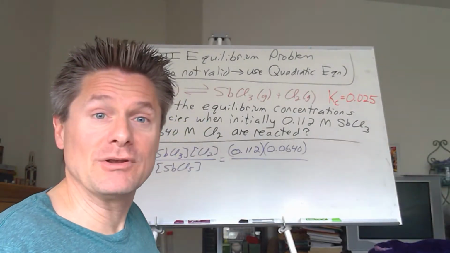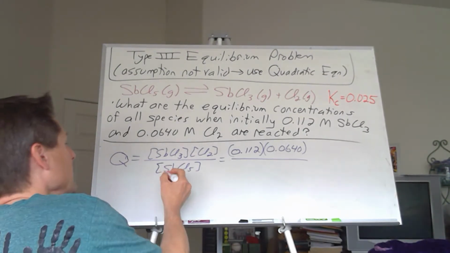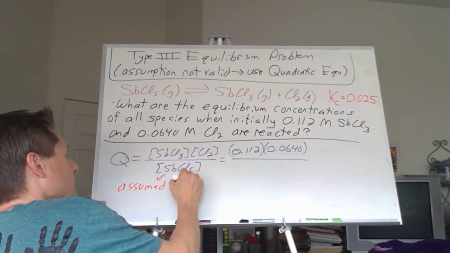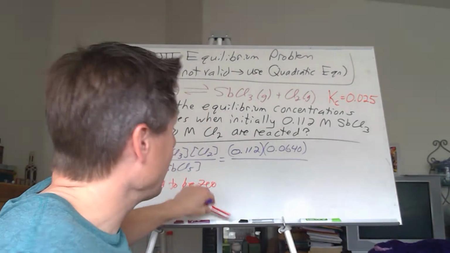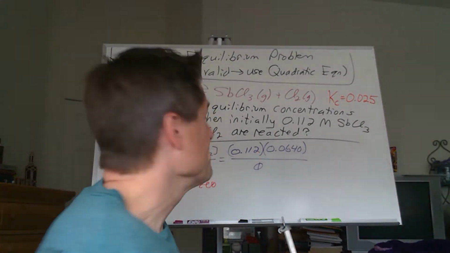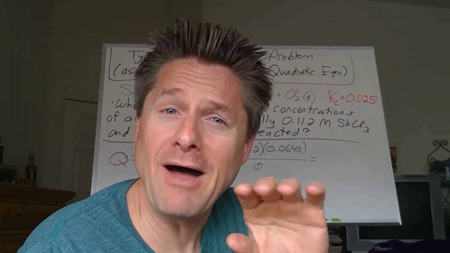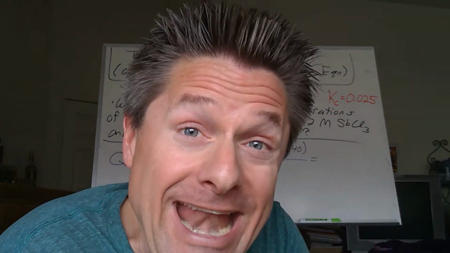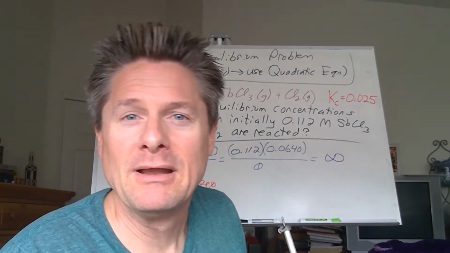We're going to make the assumption that the SbCl5, since nothing was given on it, is assumed to be 0, right? Nothing was there, so we're not starting with any. So I'm going to divide this by 0. As you remember from mathematics classes, if you divide something by 0, you get a slightly large number, like infinity. This is going to be infinity. It's a pretty big number, right?